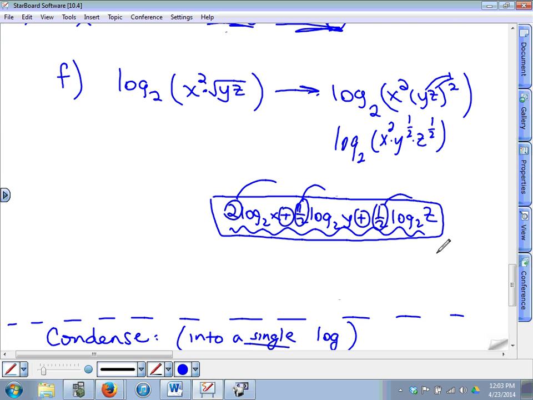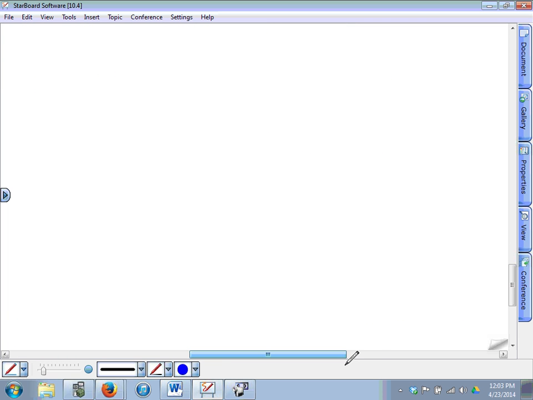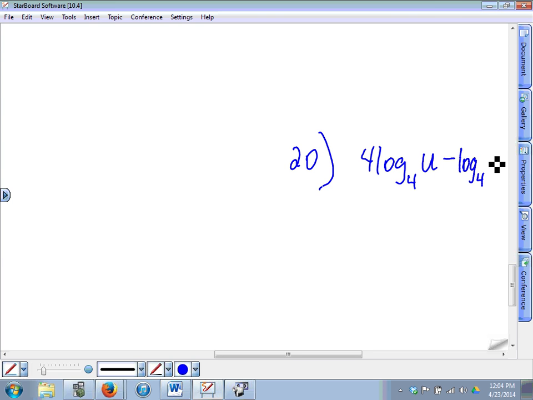If you put 1/3 in front of something, that's the same as dividing it by 3. So yeah. Well, how about, I don't know, 20? You guys want to take a look at 20? Twenty starts as log base 4 of u minus log base 4 of v.